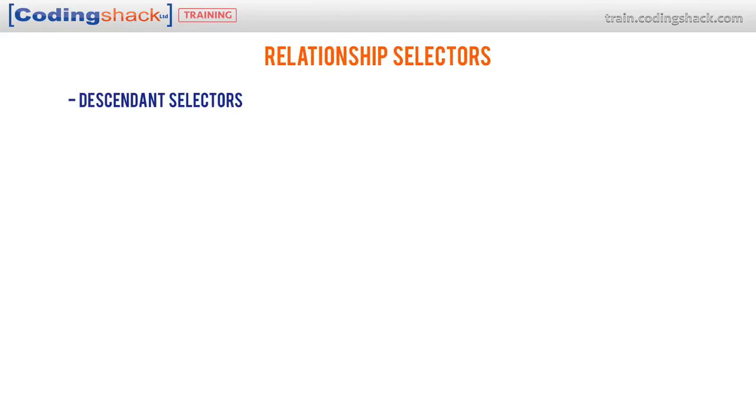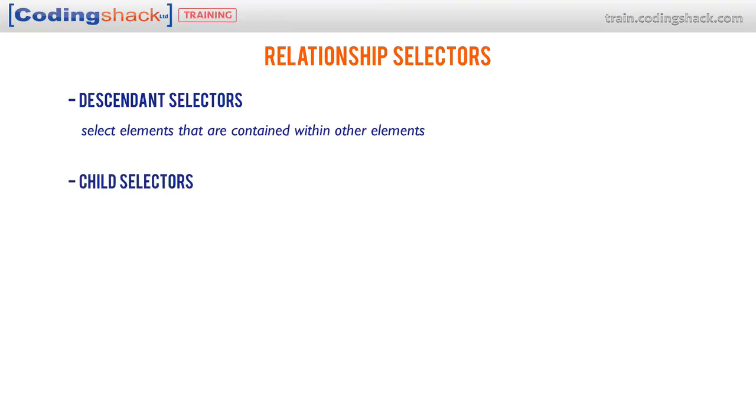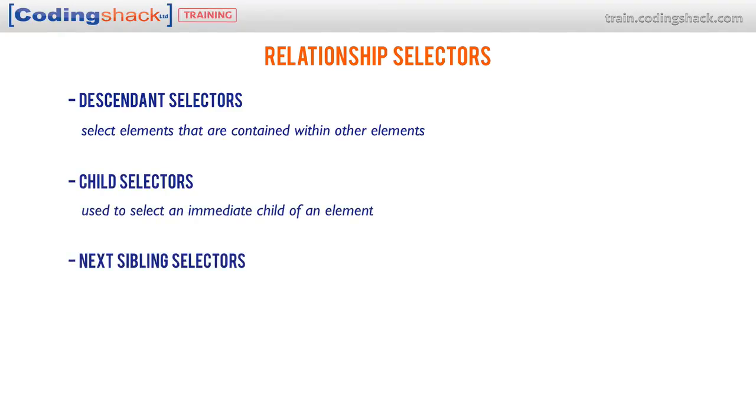So to recap, we have seen descendant selectors that select elements that are contained within other elements, child selectors used to select an immediate child of an element, and sibling selectors used to select an element placed right after another element.